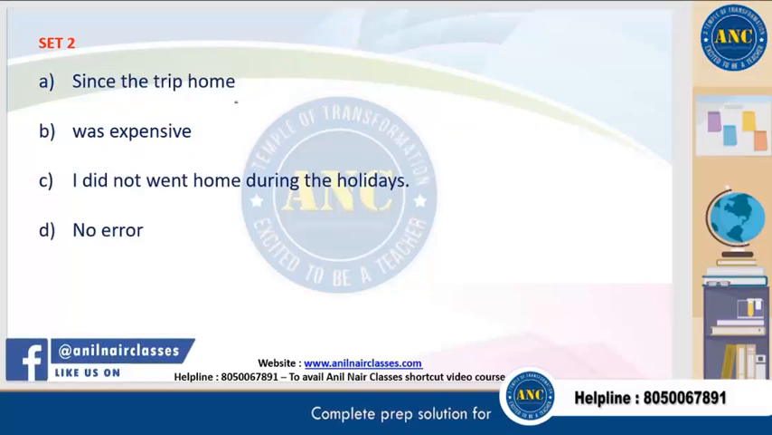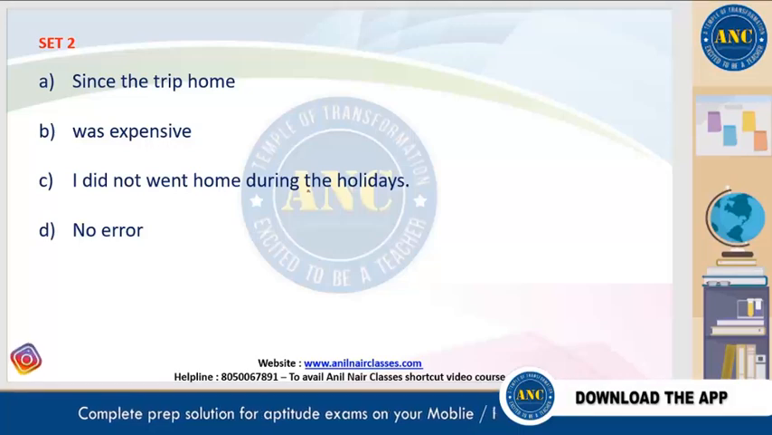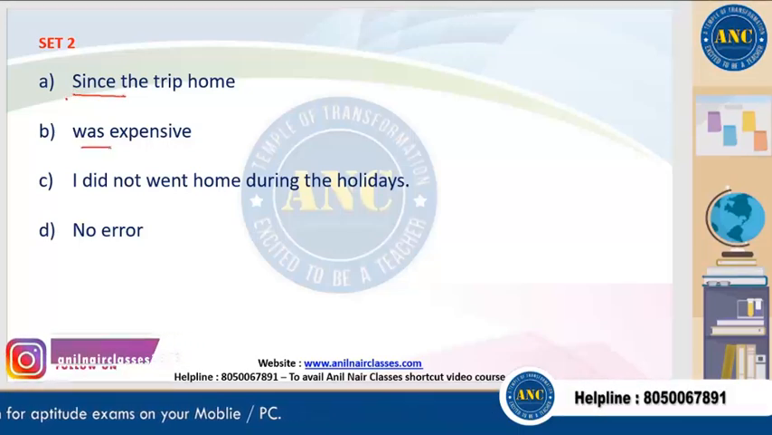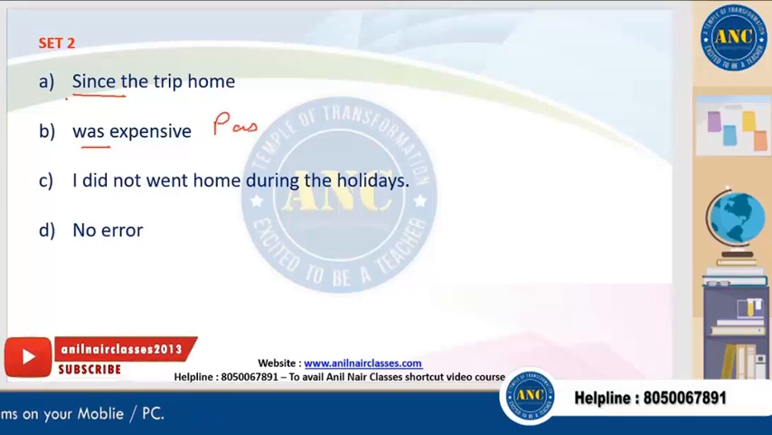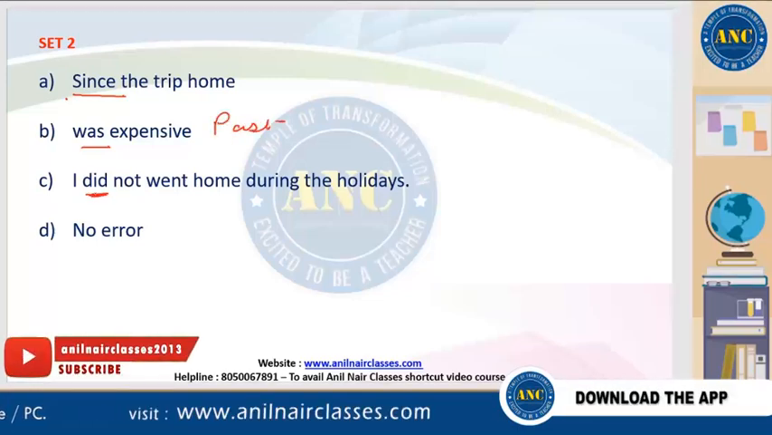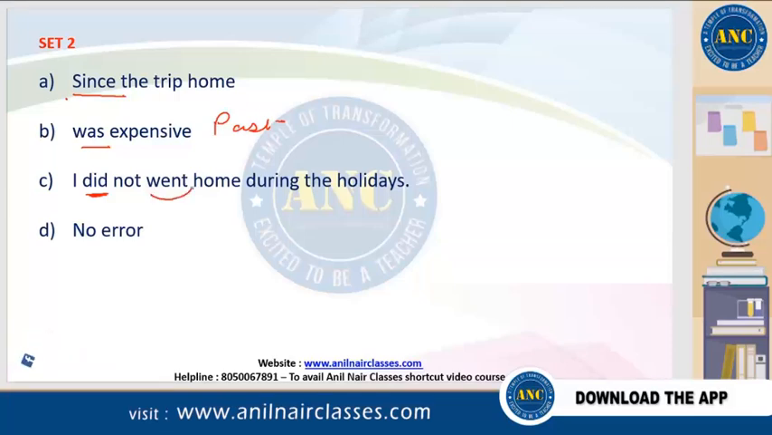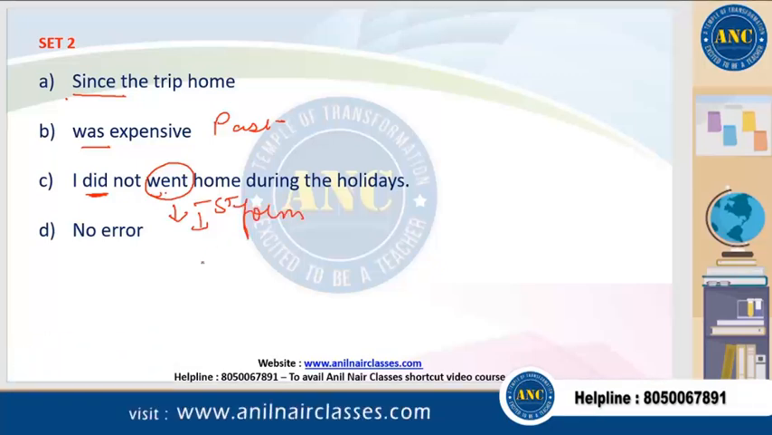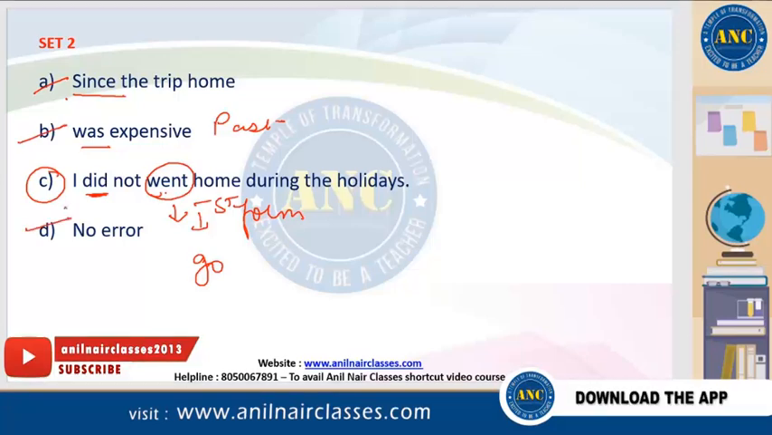Next one. Since the trip home was expensive, I did not went home during the holidays. Since the trip was expensive, that means the sentence is in the past tense. And then I get "did". With "did", we don't use the third form. We use the first form of the verb only with the "did". So, I did not go. So C is the right answer. Get rid of A, B and D.